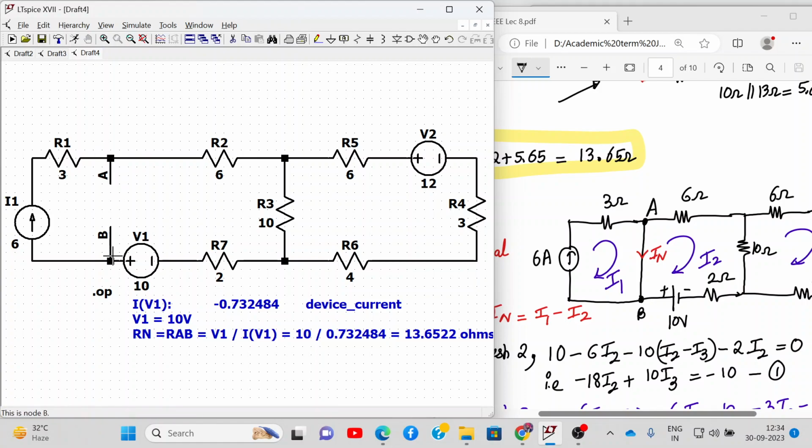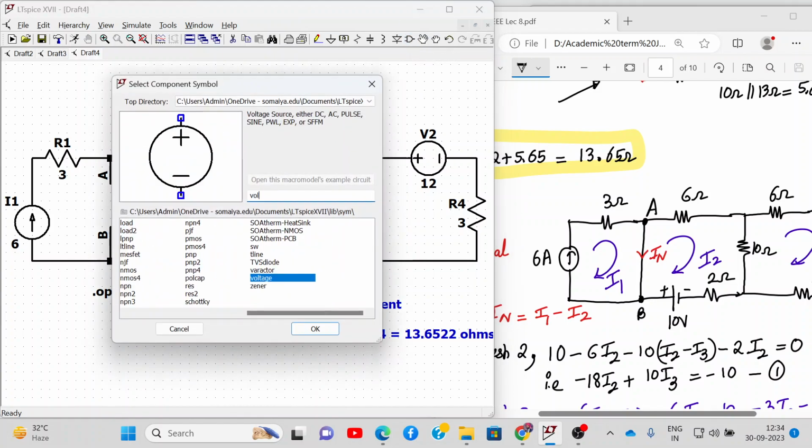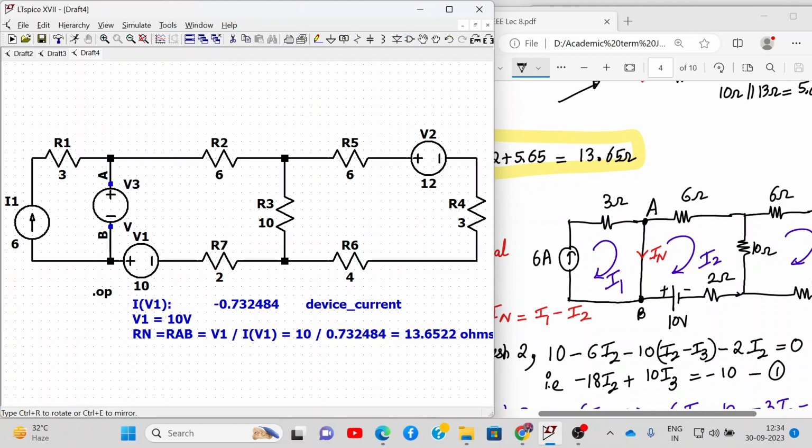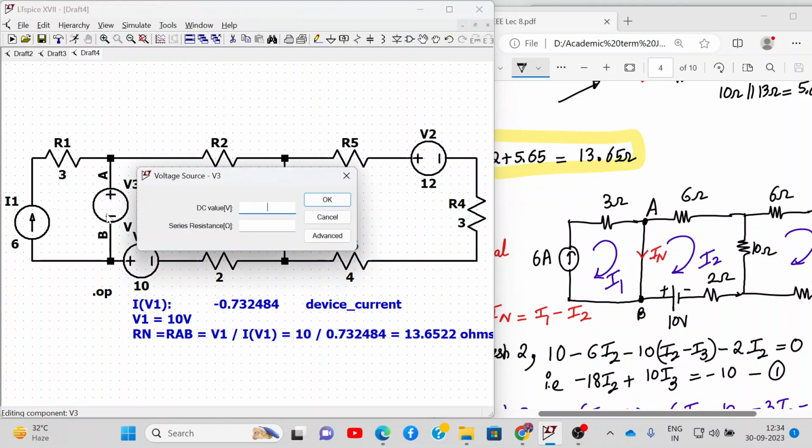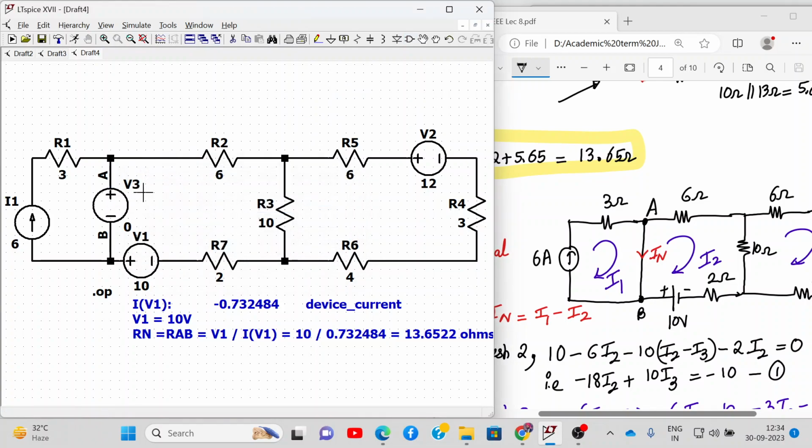Now what I was saying was, in order to calculate the short circuit current, we need to short circuit A and B. Alright, that is fine. We'll short circuit A and B. But in order to find the short circuit current, we need an ammeter. So let's use a 0 volt voltage source as an ammeter. So I'll make the voltage as 0. So a 0 volt voltage source, if we add, it won't disturb the circuit, but this will act as an ammeter. So now current flowing through this V3, I of V3 will give me IN directly.